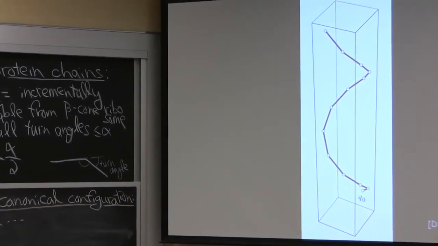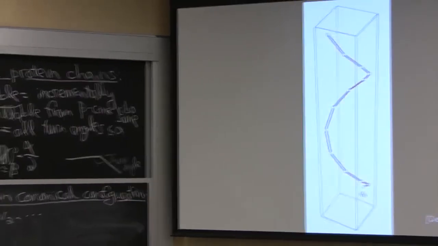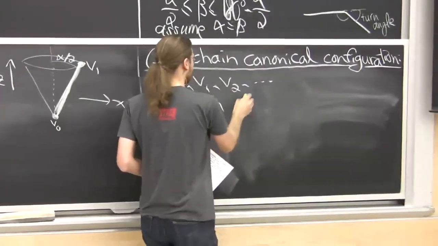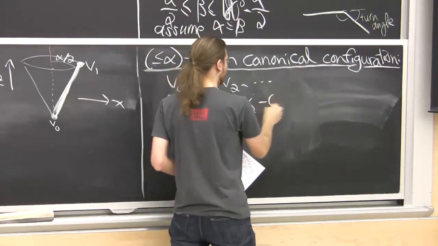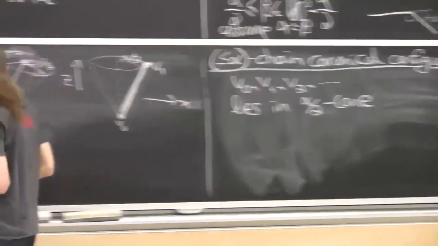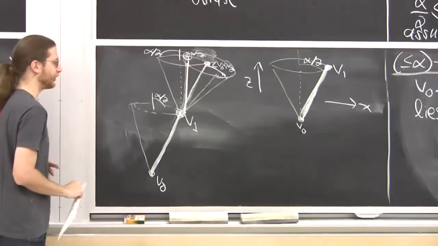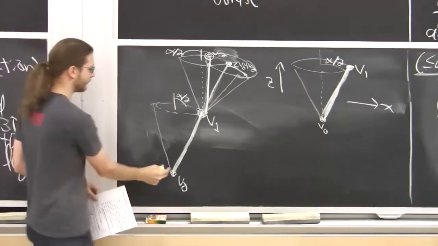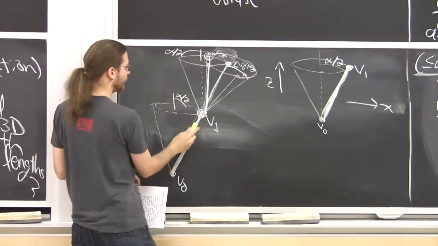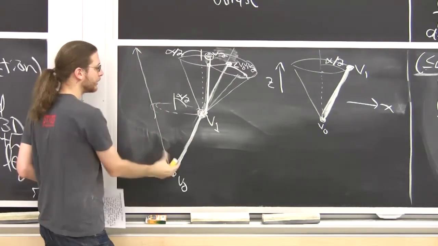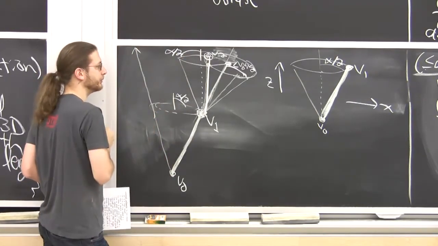Anything else I need to say here? All right. I claim this canonical configuration lies in an alpha over 2 half angle cone. That's true by construction. The challenge is, does the construction really work? So I start obviously with one cone, and I can think of this as actually an infinite cone that goes out to infinity here. And I claim the entire construction will lie inside that cone.